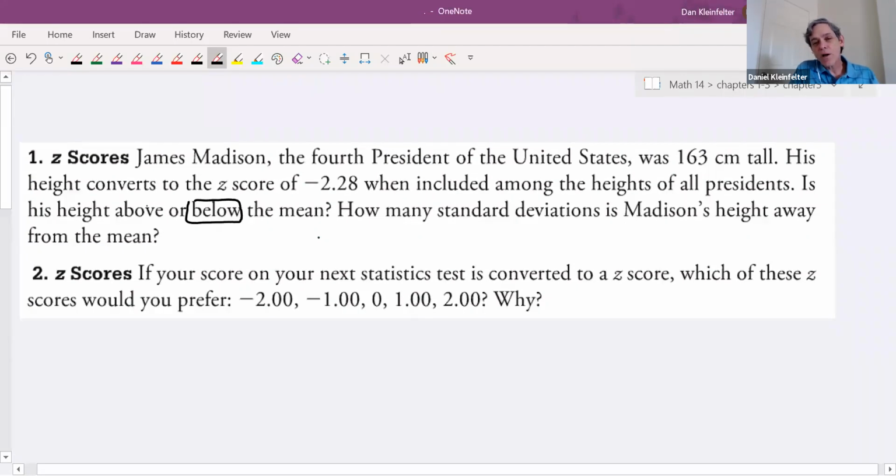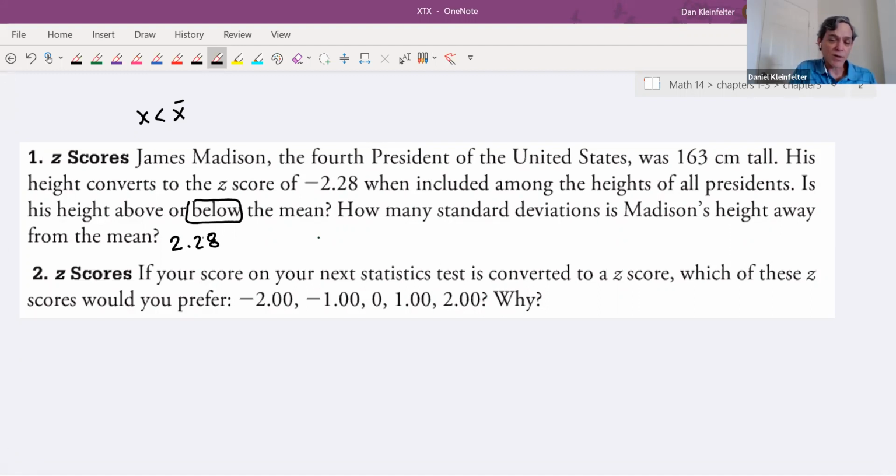Okay, standard deviation is always positive, right? The ending of the formula has a square root in it, which makes it a positive number. And so the only way that the X minus X bar could be negative is if X is less than X bar, right? That would make the Z-score negative. So it's below the mean. Okay, how many standard deviations is Madison's height away from the mean? Well, that's just asking you a number. It's below, but it's 2.28 standard deviations below. Okay. The negative sign tells us the direction, and then the 2.28 is just telling us the magnitude of how far the guy's height is below the mean.